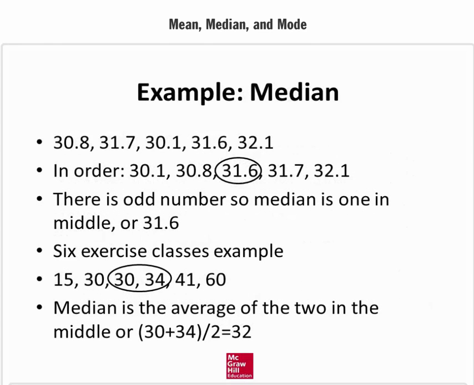The screen shows the first 5 car mileage observations from the textbook. To find the median, we first put them in order from smallest to largest. In this case, there is an odd number of observations, so the median is simply the one in the middle, or 31.6 in this example. In the second example, there are 6 observations. In this case, we average the two in the middle. 30 plus 34 divided by 2 equals 32.